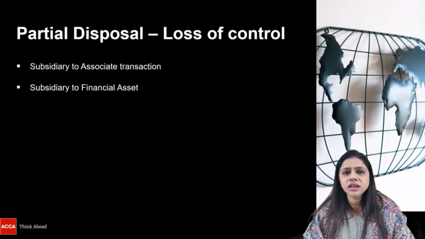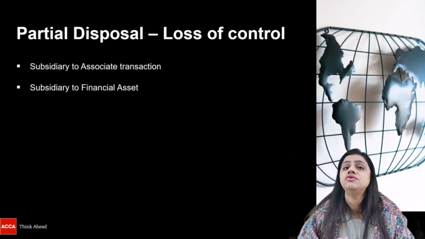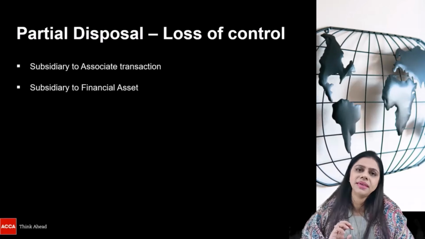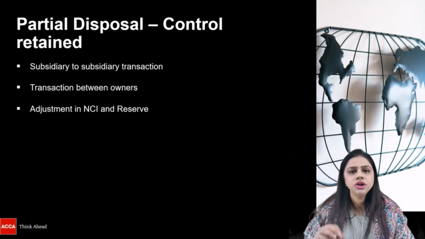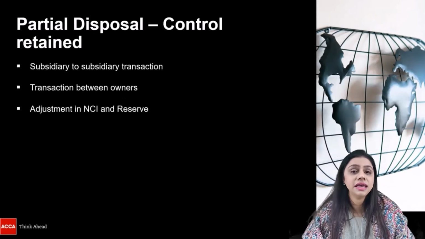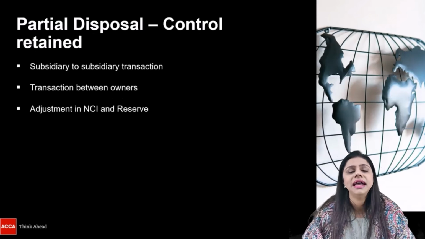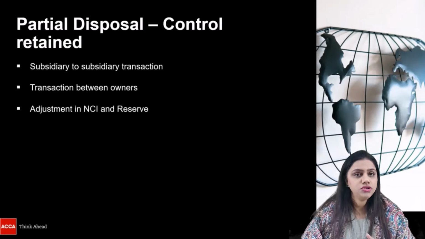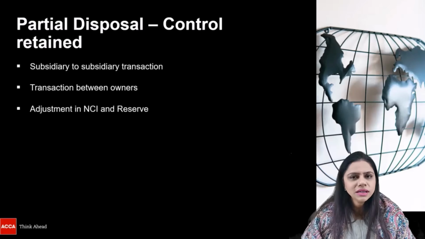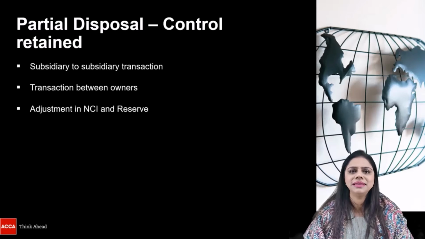However, if you're talking about the disposal in which the subsidiary to subsidiary transaction took place, we said it was just a transaction between the owners. So some part went from the parent company to the NCI portion. So the adjustment in this is going to be made within NCI, which is your non-controlling interest, and the reserves. Remember, no change in the line-by-line addition of the assets and liabilities. It was previously a subsidiary, it is now a subsidiary. All the consolidation procedures are going to remain the same.